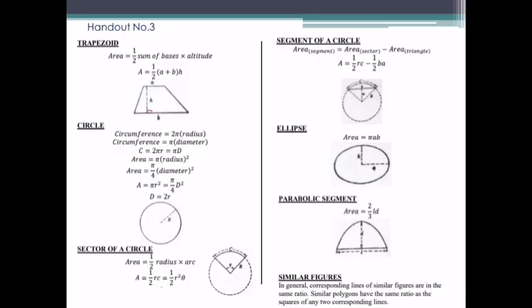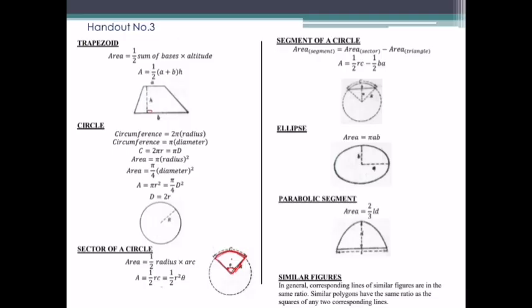Next is the sector of a circle. Sector is this part. If you have a piece of pizza, this one is the sector. We have the formula 1/2 times the radius times the arc. So how do you get that? This C is the measurement of this arc. If you're not given that, then you may use the angle, theta. That is 1/2 r squared theta.